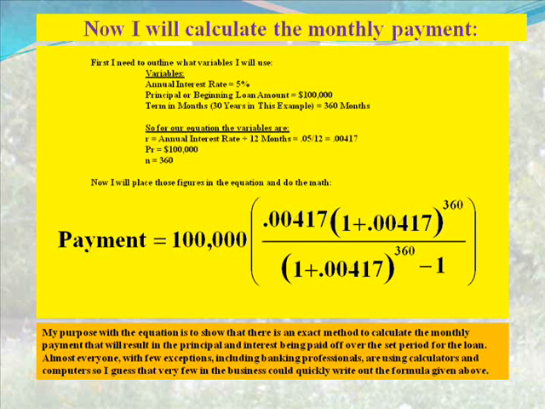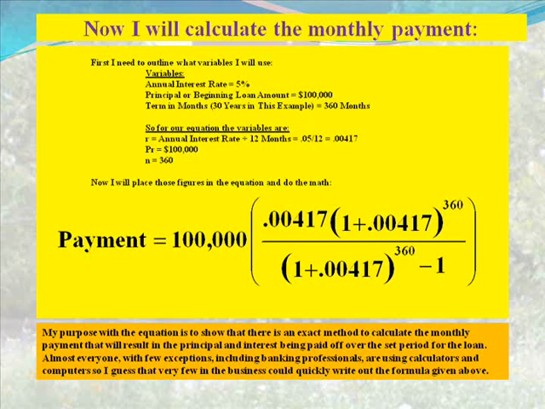So for our equation, the variables are R equals annual interest rate divided by 12, which is 0.05 divided by 12, which equals 0.00417. The principal will be $100,000, and N would be 360 to equal the number of months. Now I will place those figures in the equation and do the math.